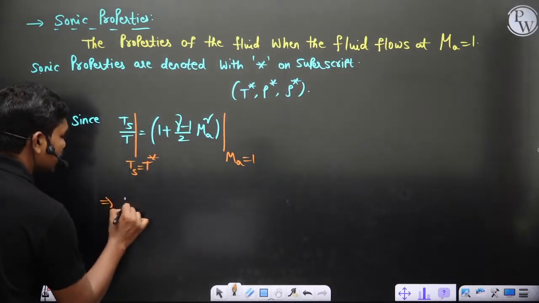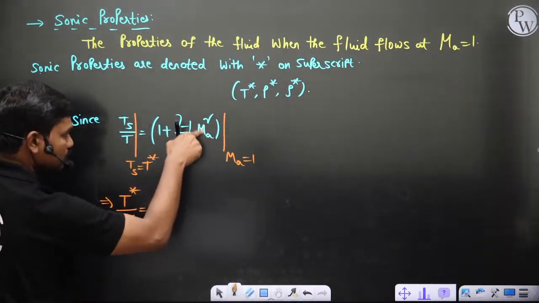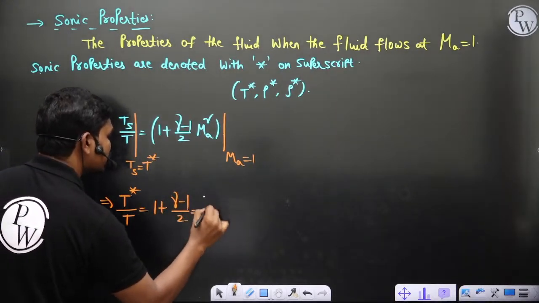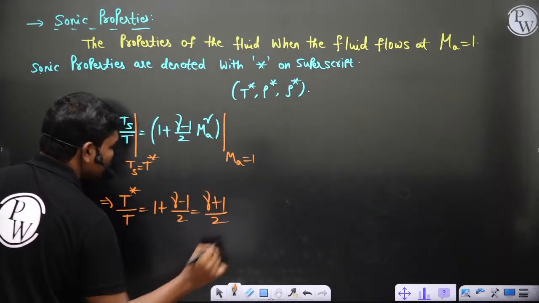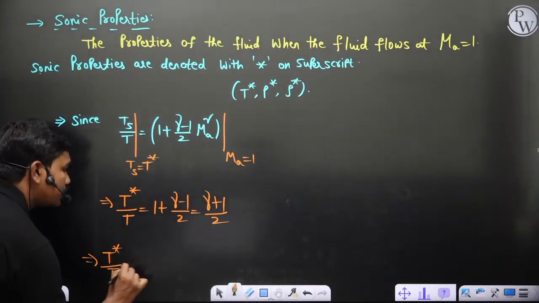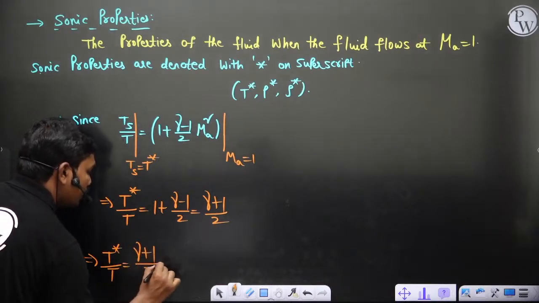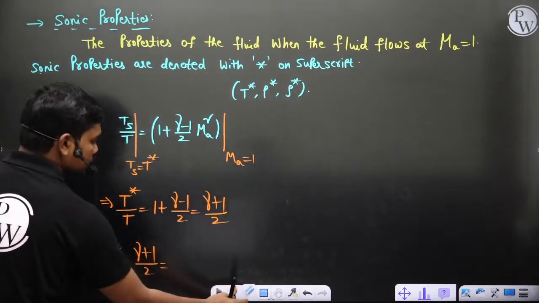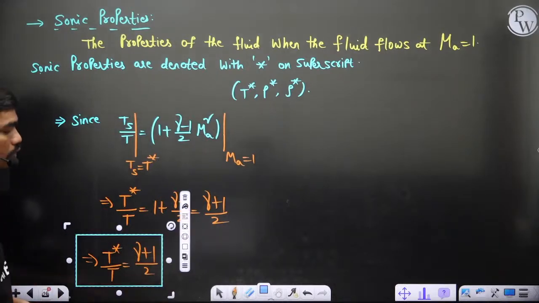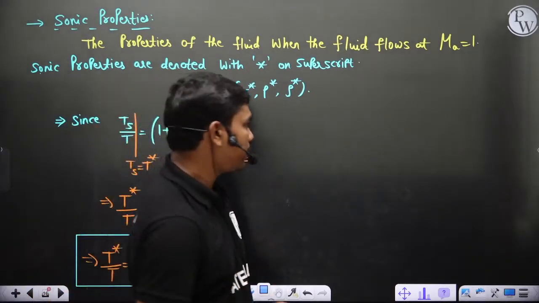So T star by T, if you put Mach number equal to 1 here, 1 squared is 1, so 1 plus gamma minus 1 by 2, so this is gamma plus 1 divided by 2. So the sonic temperature by T is equal to gamma plus 1 by 2. Here if you put Mach number equal to 1, we will end up with gamma plus 1 by 2.